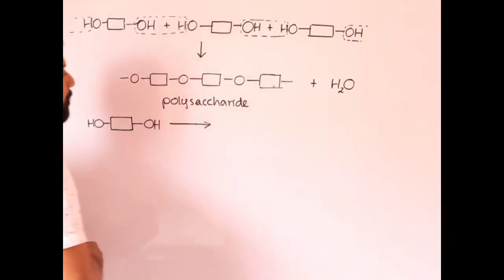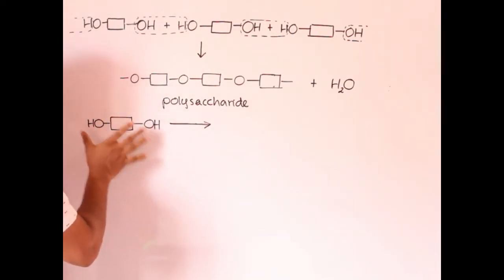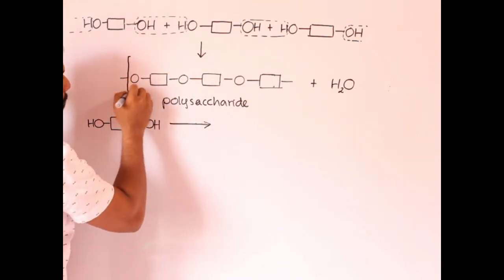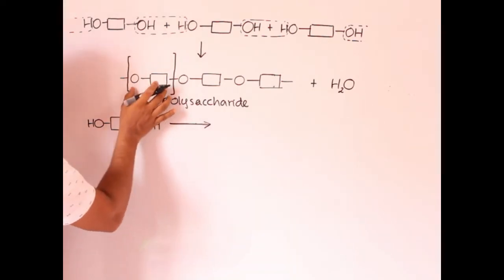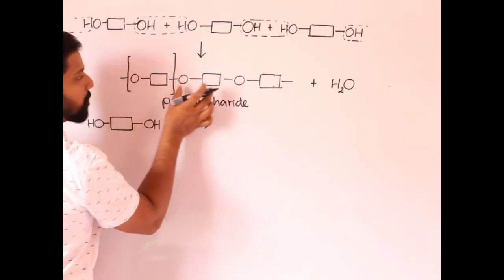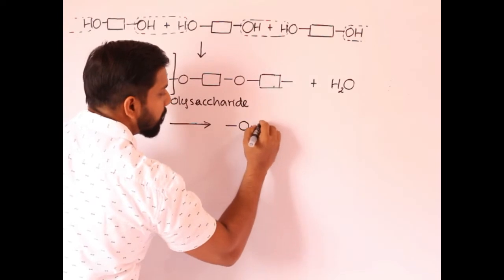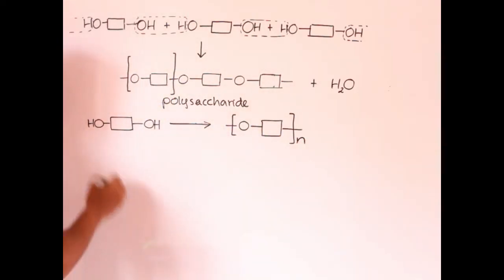Can we write a balanced chemical equation for this? Yes, we can take glucose as the monomer, and let's try to figure out the repeating unit. The repeating unit will include a part of a glucose molecule and one oxygen, because this oxygen is repeated again and again. So I can write the repeating unit like this. It's going to be n times in the polymer, and n number of glucose molecules are needed.